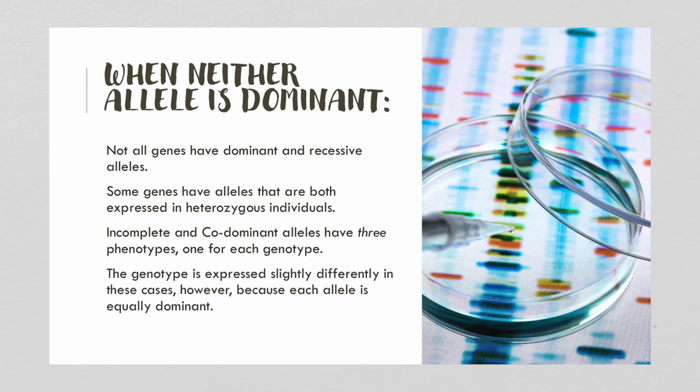And there are two different varieties of this happening. Incomplete and codominant have alleles that have three phenotypes, one for each genotype. And the genotype is expressed slightly differently for these cases because each allele is equally dominant. So we'll go through the example on the next few slides. With codominance, you will see both of the traits being shown, so you might have spotted things. Whereas with incomplete dominance, you would have a blending. So a mix of red and white would make pink.